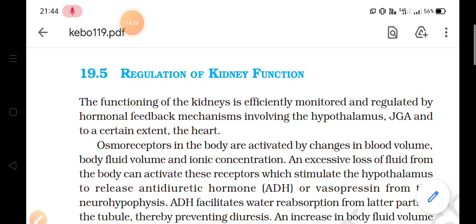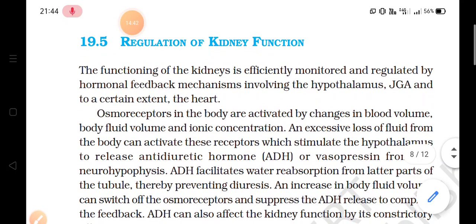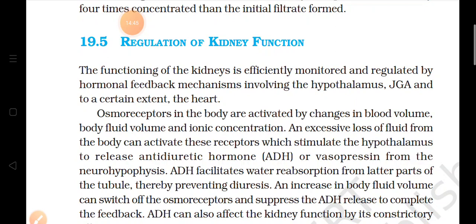Now, osmoreceptors are present in our body. Whenever there is a change in the osmolarity, these osmoreceptors receive it. And how do these osmoreceptors become activated? When there is any change in the blood volume or the body fluid volume and ionic concentration. Whenever there is a change in the amount of water in the blood or body fluid volume, or the ions, the osmoreceptors become active.